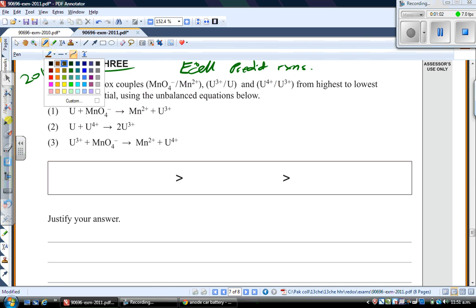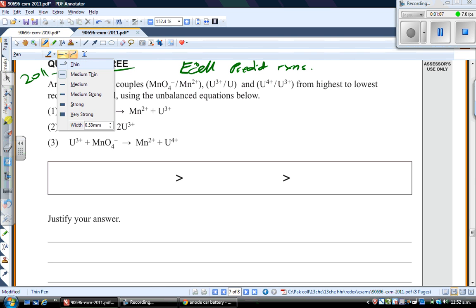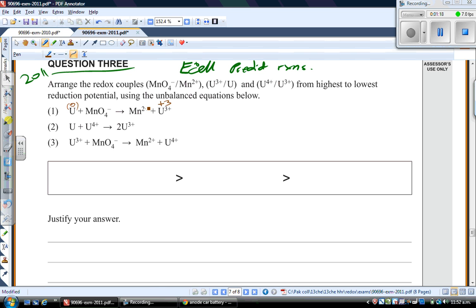I just want to get a finer pen, so I'll use this one. Okay, so you assign oxidation numbers to everything. So this is uranium, elemental, so its oxidation state is 0. Then it goes to +3. Okay, so in the first equation, uranium is oxidized to +3.